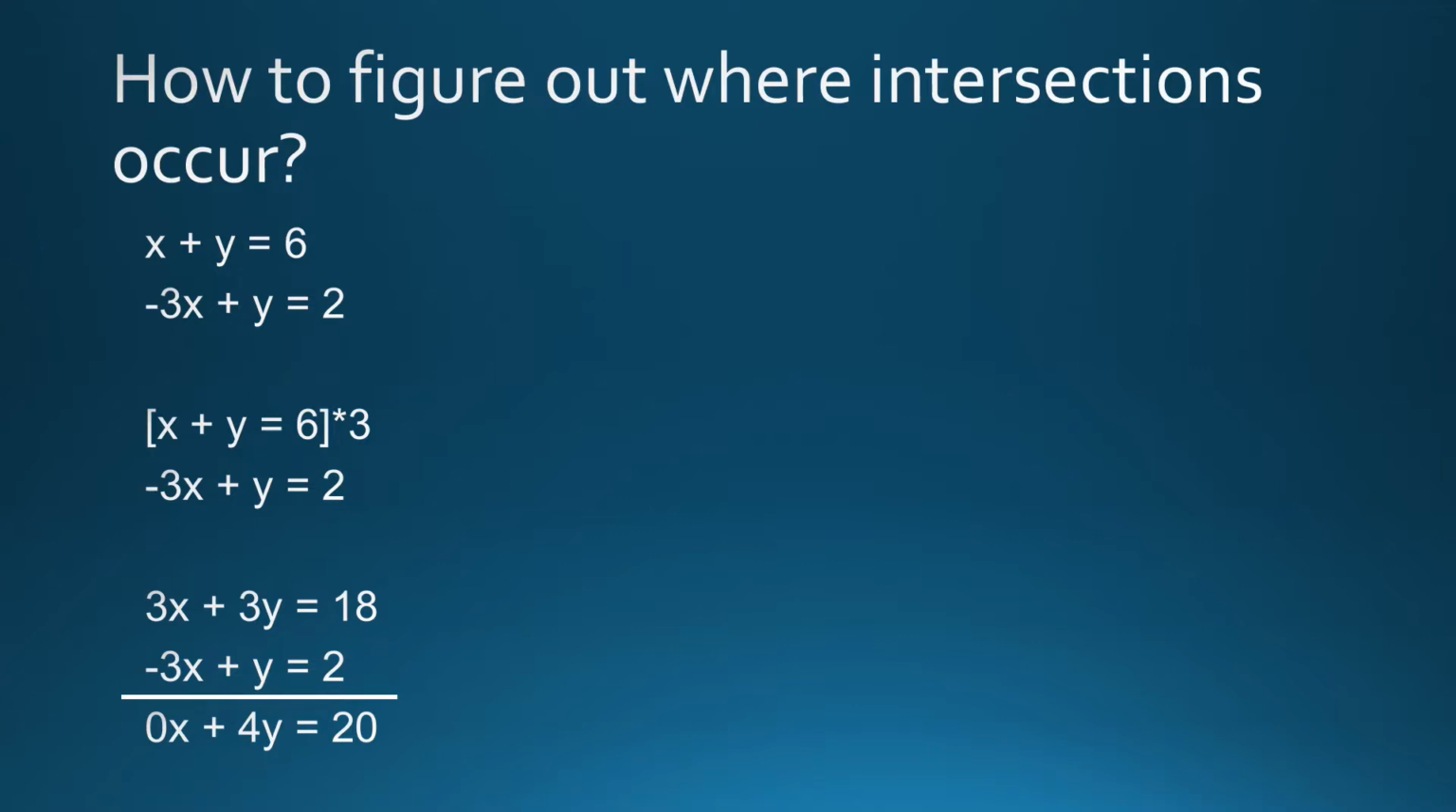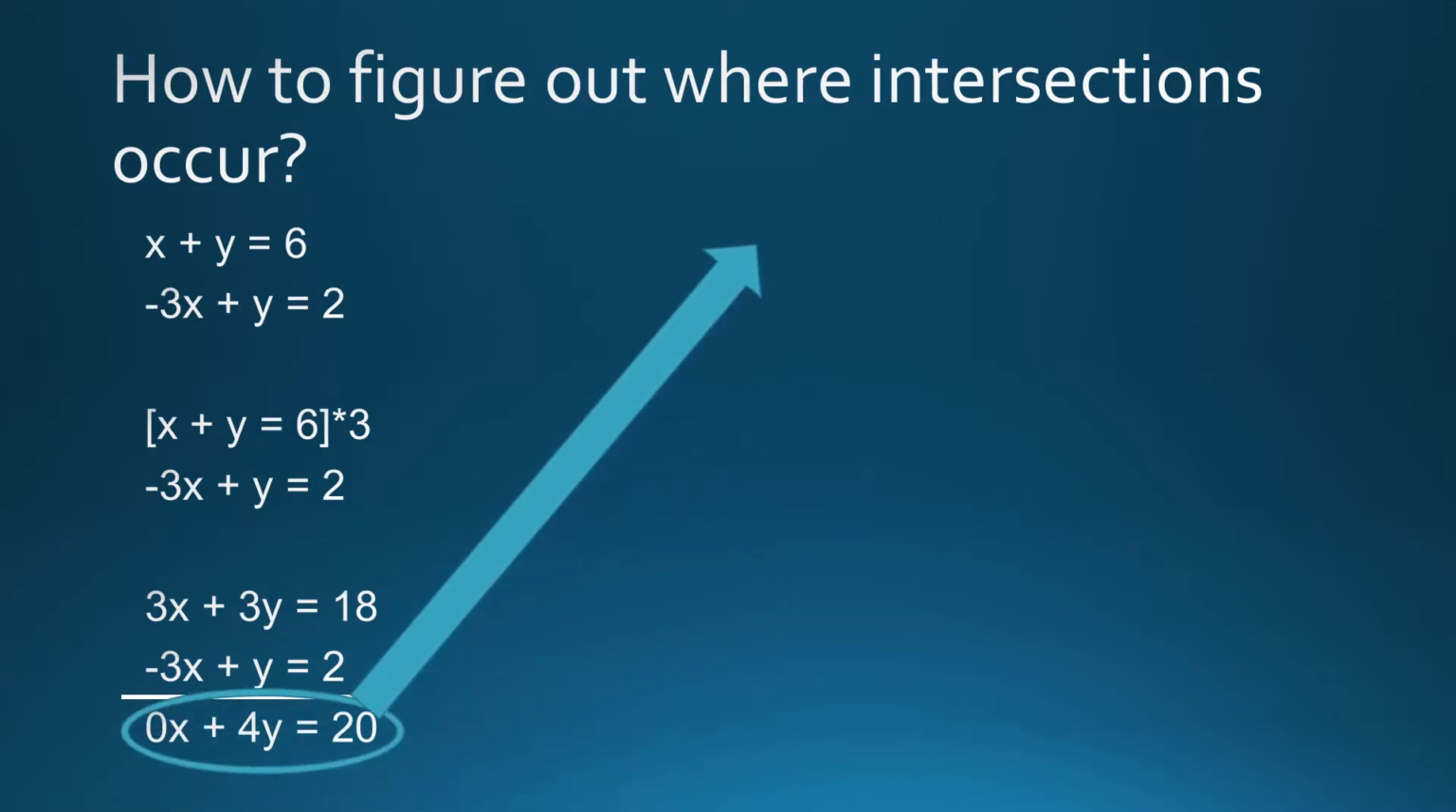Now with elimination, what you do is you literally add those two equations together. So now that positive 3x and negative 3x cancel each other out to make 0x, or 0. Then we do 3y plus y, which is 4y, and 18 plus 2 equals 20. Then we solve for the rest of it. So 4y equals 20, and y equals 5. We divide 20 by 4.